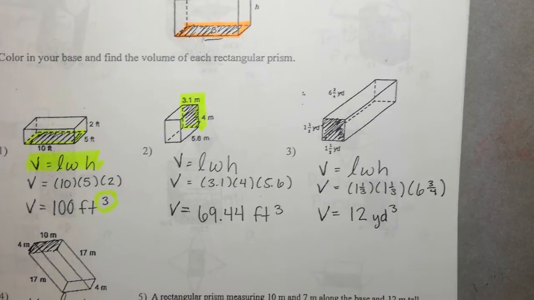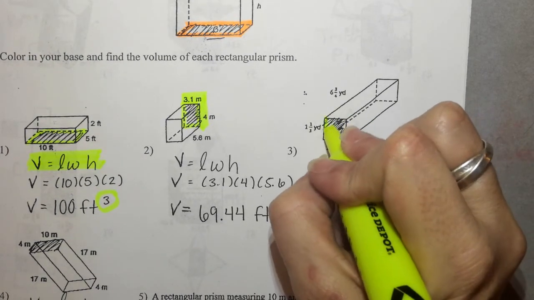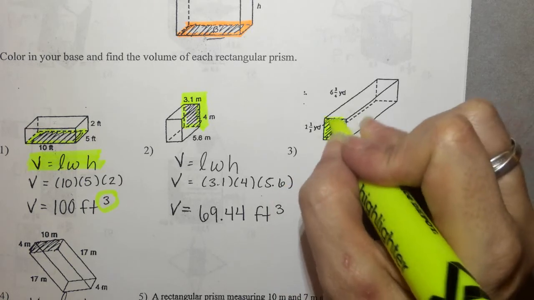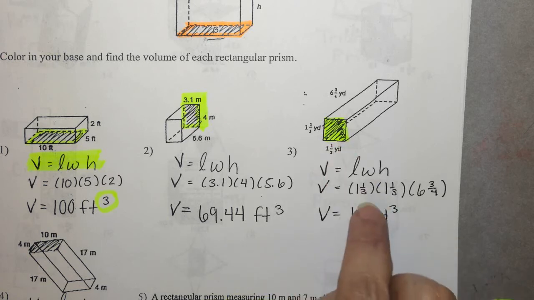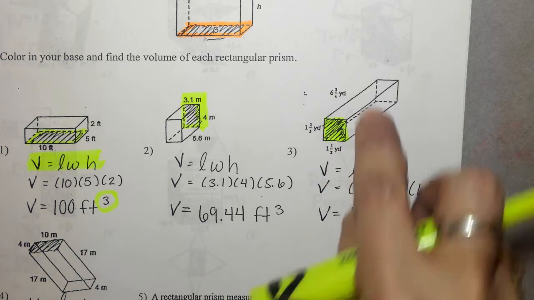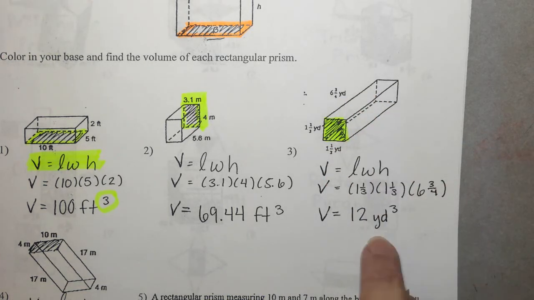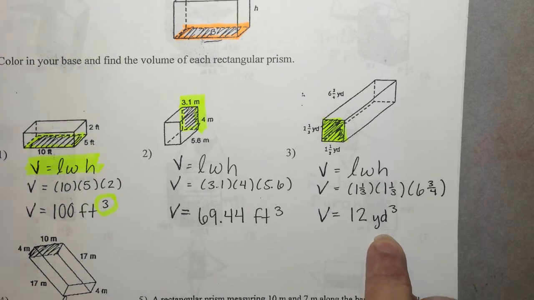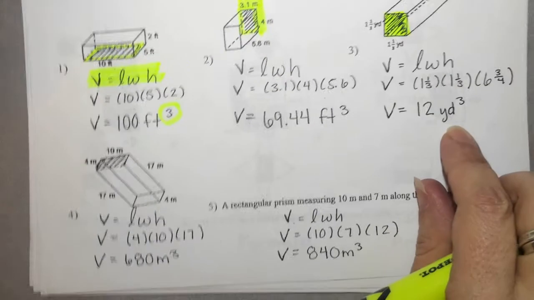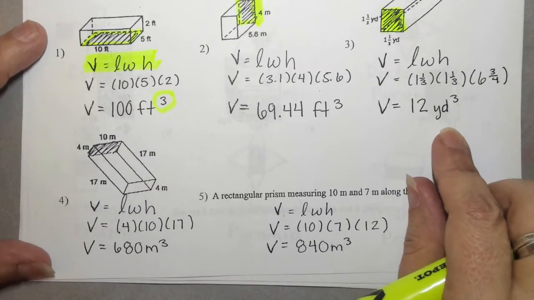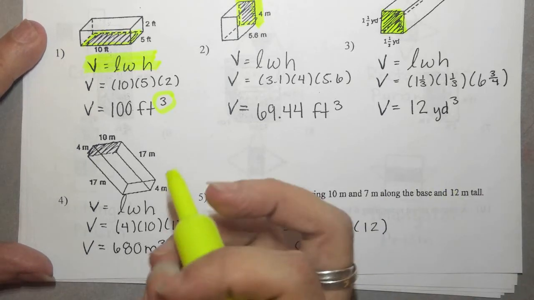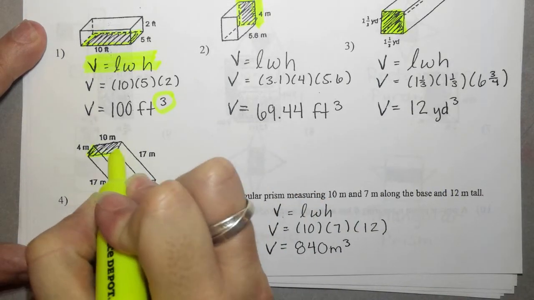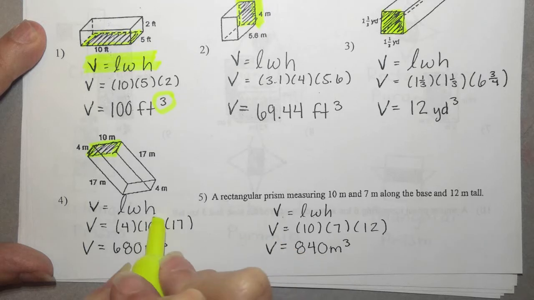Same thing here when you go to shade in a base. You want the 2 numbers that are on the same wall. These 2 both touch that wall. So we use those first, times 6 3/4 to get the 12 yards cubed. Okay, go into the next one. Let's see. This one gave us multiple numbers. We didn't need them all, but that's okay. Since they shaded in 4 and 10, that's where we get that.